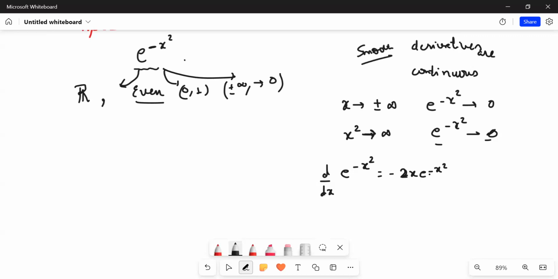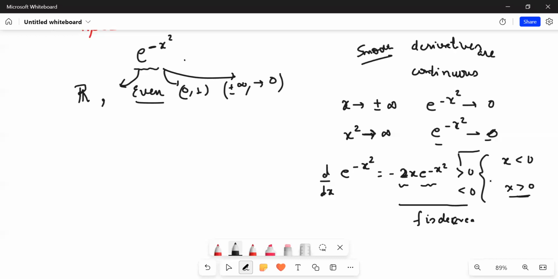You see what you can say about this particular function. E to the power minus x square is always positive, 2 is positive. This derivative would be positive only if x is negative, and it would be negative only if x is greater than 0. So for all x greater than 0, your function is decreasing, and for all x less than 0, your function is increasing. I hope it is clear.